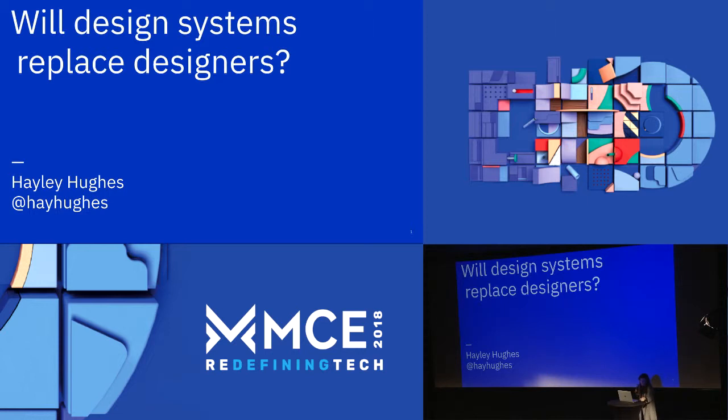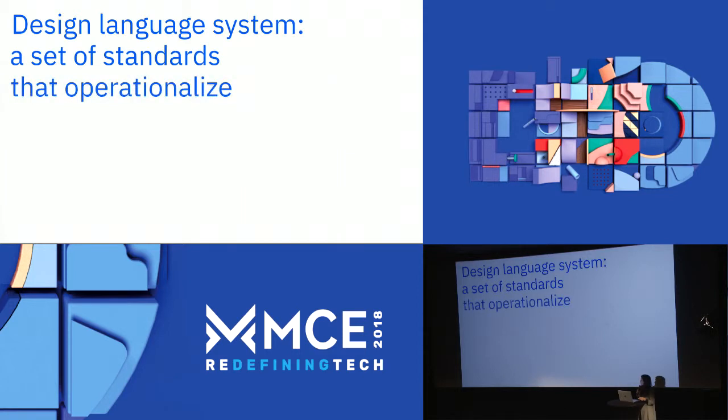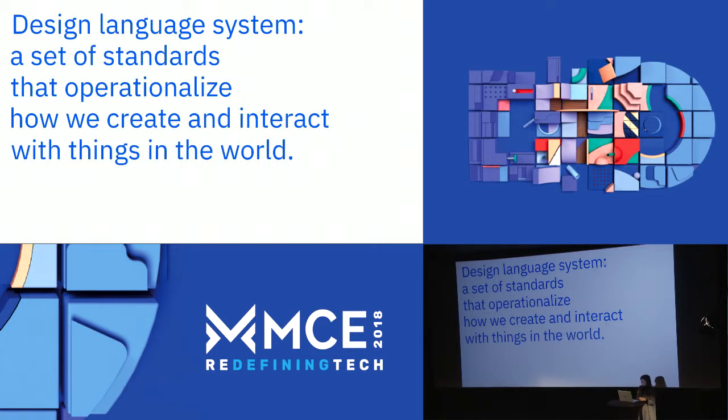So I'm not going to go too deep on this topic, but I do want you to have a baseline for what I mean when I say design language system. So I define design language systems as a set of standards. You think of things like principles, guidelines for patterns, interaction, motion, that operationalize. So essentially a set of standards that put into action different ways for how we create and interact as designers or end users with different things in the world, which could be services, other people, or technologies.